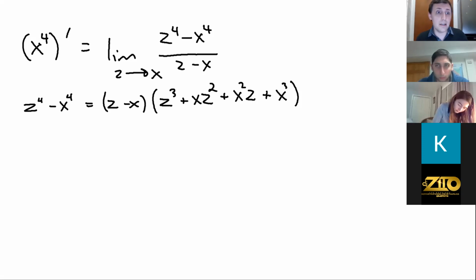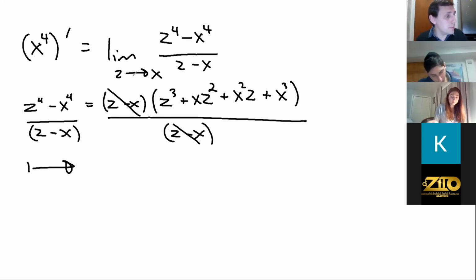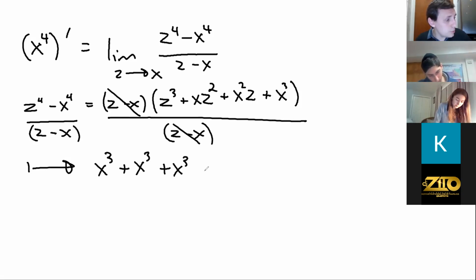Okay, so that's z to the 4 minus x to the 4, and we divide that by z minus x. This goes out, and now I can push the limit. Look at it. When I push the limit of z becoming x, what do I get? I get x cubed plus x cubed plus x cubed plus x cubed. How many copies? 4 copies. Do you see that?